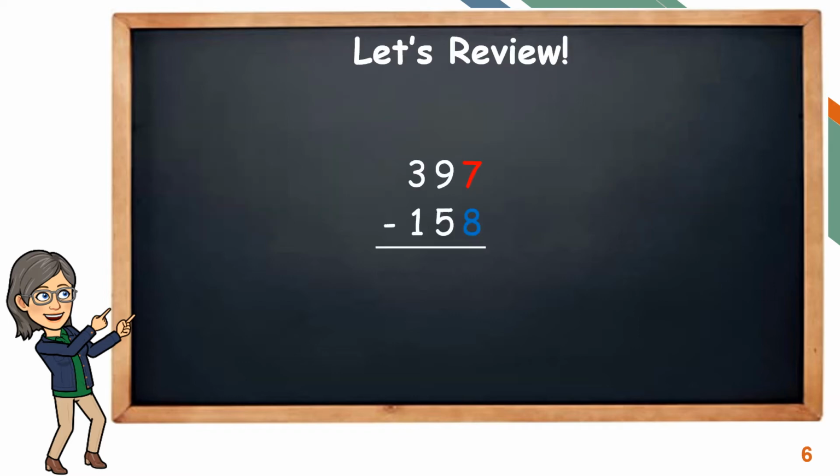Let's review what we did. Notice that we regrouped only once in this subtraction problem, from the tens to the ones. We traded 1 ten for 10 ones, so that we subtracted 8 tens and 17 ones instead of 9 tens and 7 ones. Our difference, meaning our answer to the subtraction problem, is 239. Let's look at another example where we regroup once, but this time we will regroup from the hundreds to the tens.